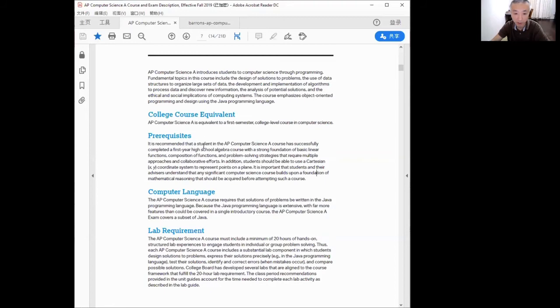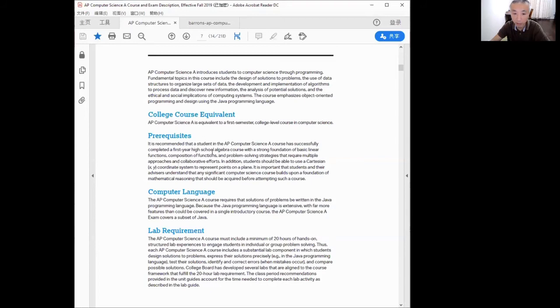And then some prerequisites. Not every student is really fit for this class. Basically, it requires that you have at least completed a first year high school algebra. So actually, if you strictly follow this guideline, it already prevents anyone from taking this in the first year in high school, because you have to take algebra first, and then you take this one, right? But based on my experience, it's not that hard.